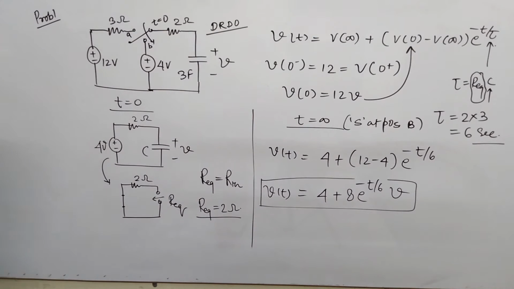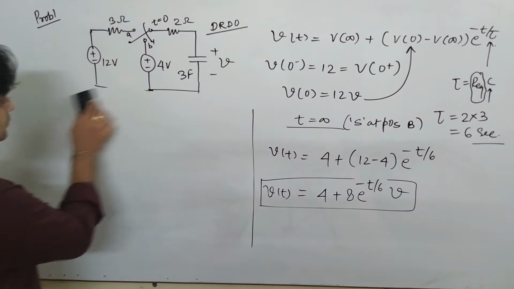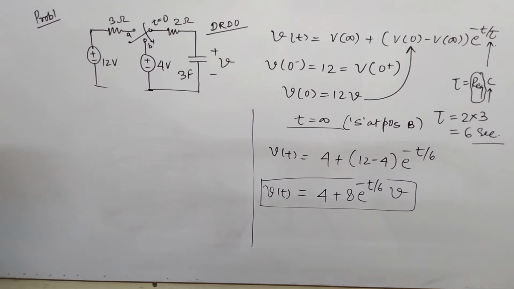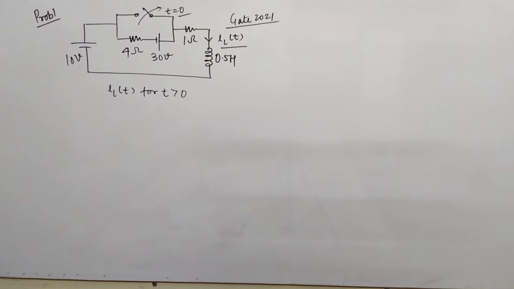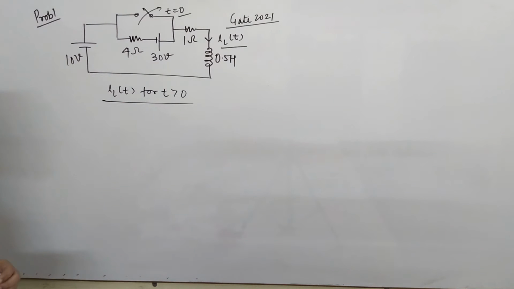So this is one type of problem. We move on with the next problem. So this is our next problem, friends, from GATE 2021 in electrical. In this problem you have to find the value of ILt, the current across the 0.5 Henry inductor.